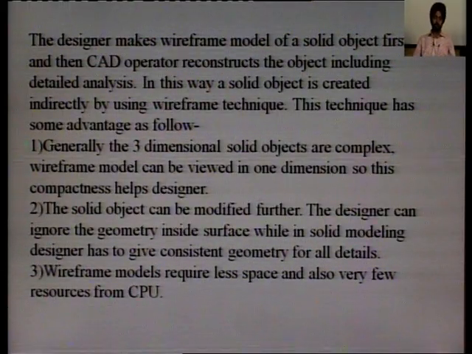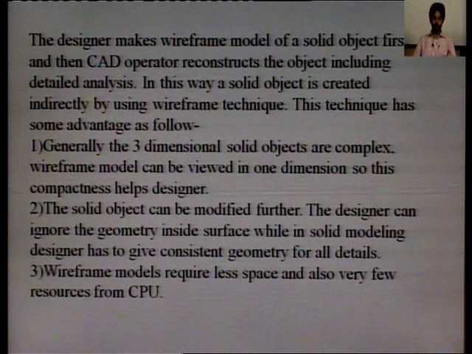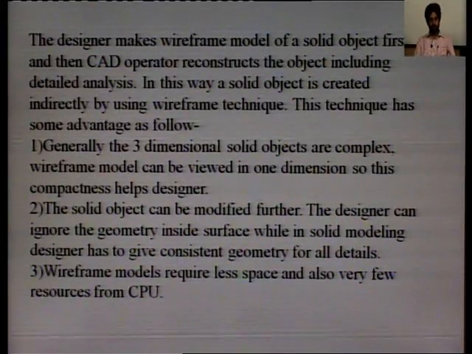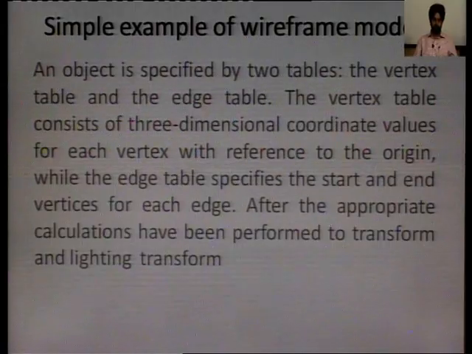So, a wireframe model requires less space and very few resources from the CPU, because in a wireframe you have just the outer structure of the object. That is why it requires very little space for any object and minimum use of our CPU.